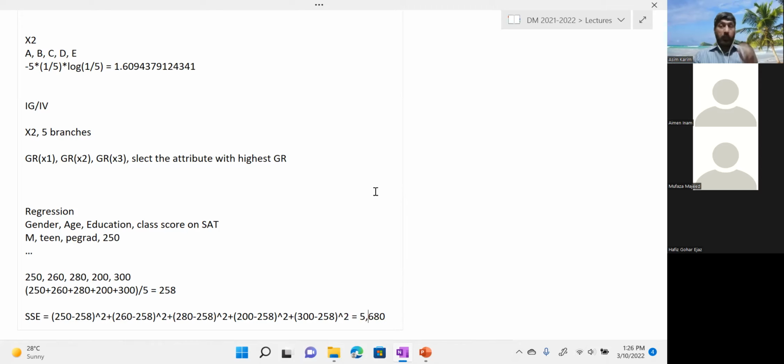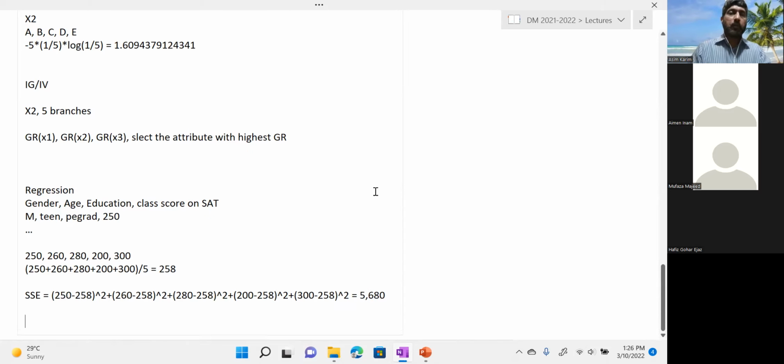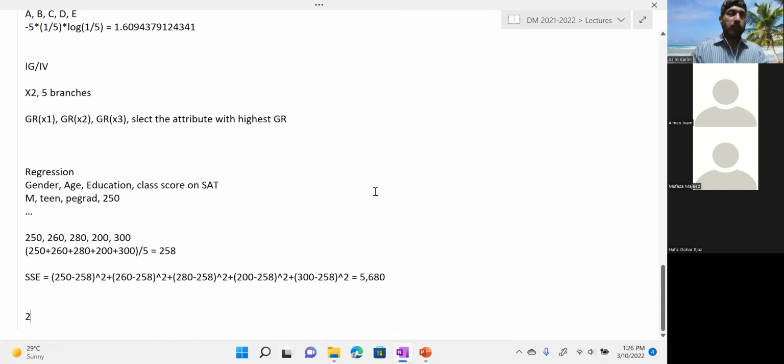So this is now a quantification of the impurity. The larger the value, the larger will be the impurity of this set. OK? Of course, you can think of a scenario where the set you get has all values close by: 250, 251, 250, 252, 255, 250, 255, 252. So in this case, the sum of squared error will be smaller.